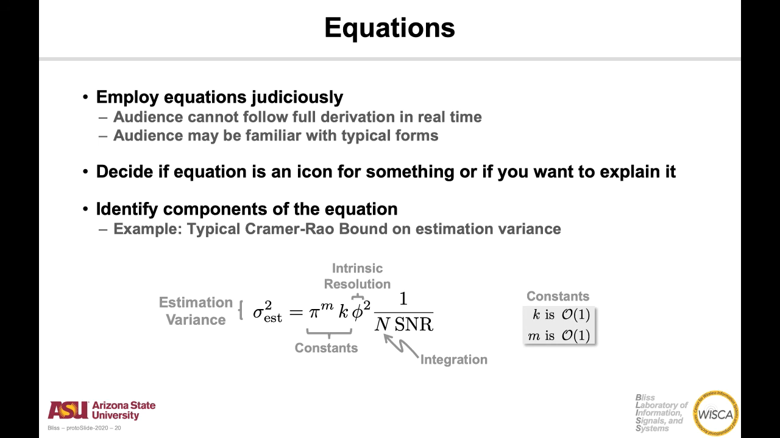What does it mean? And so for the Cramér-Rao bound, which is a bound on estimation variance, one, it's an equation that many people in our field will immediately recognize, and two, if you're trying to focus on some aspect of it, like the variance falls like 1 over the SNR, you put it up there and you can point out the various components of the equation and tell your story.